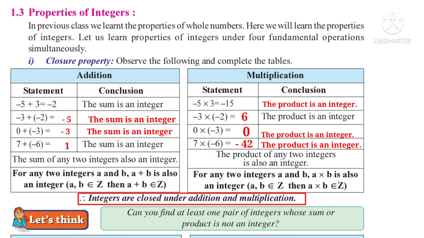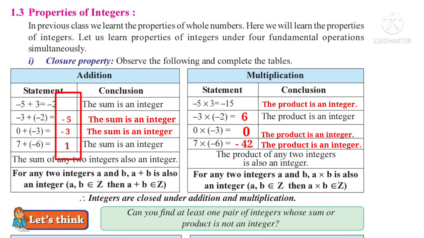Now let us think. Can you find at least one pair of integers whose sum or product is not an integer? The answer is no, because we studied from the above tables that the sum of any two integers is an integer. The product of any two integers is again an integer. So the answer is no.